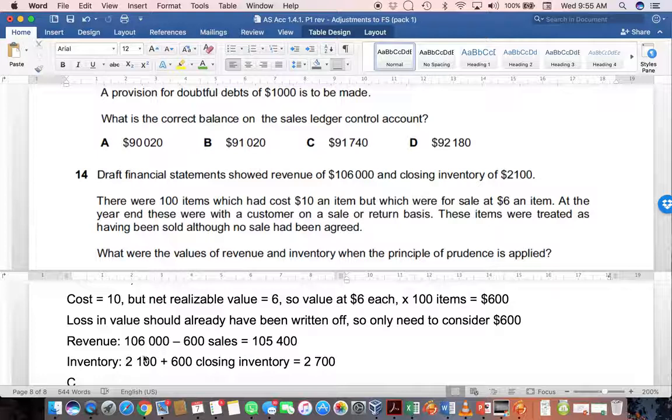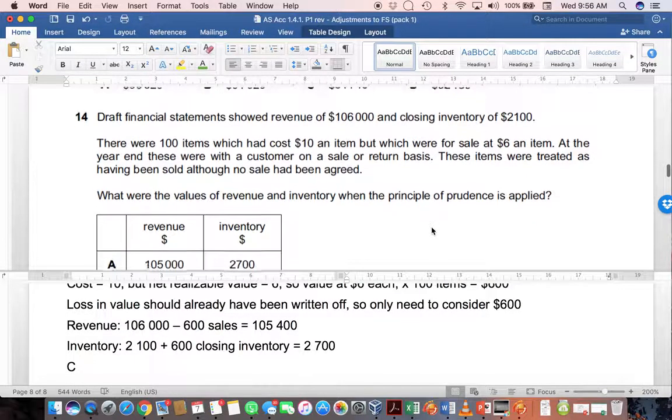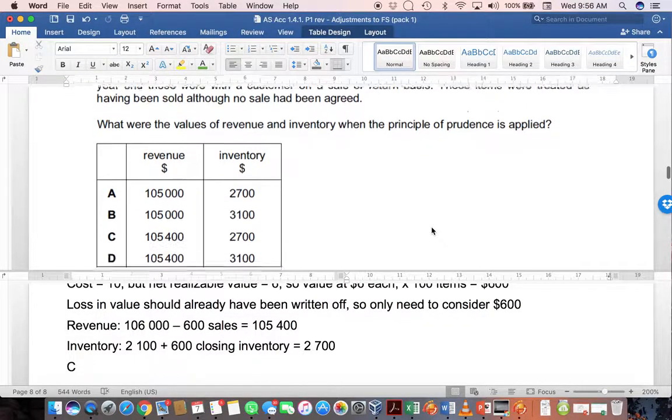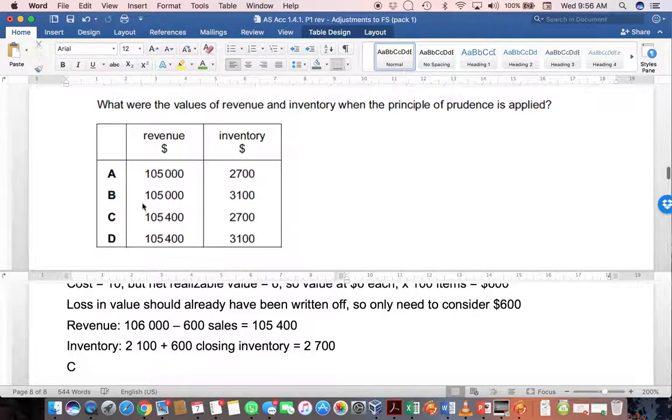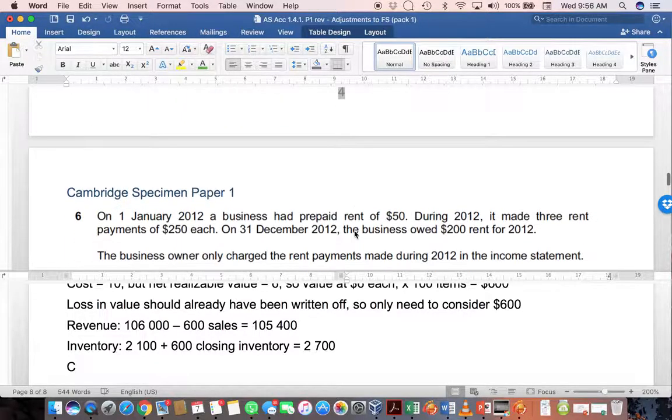Basically, what's going to happen is that your revenue would have $600 less in sales and should therefore be $105,400. And the contra to that is the fact that your inventory suddenly is a little bit bigger than what you originally thought and should therefore be $2,700. So you look for an option that has both of these figures, and you will see that number C gives you the option of revenue $105,400 and inventory $2,700.